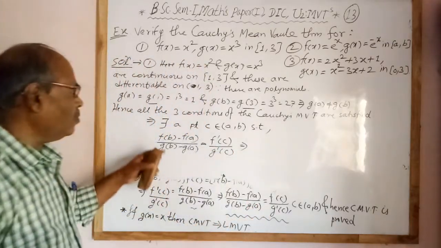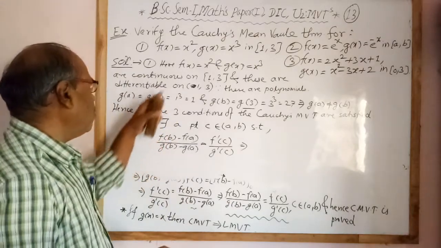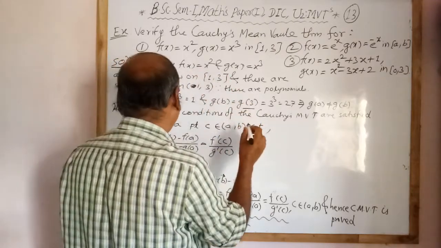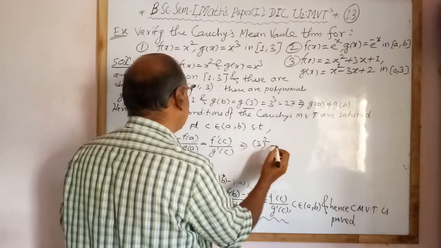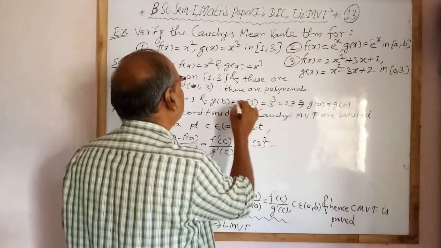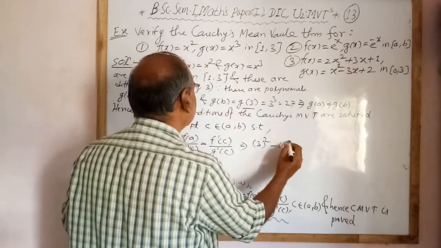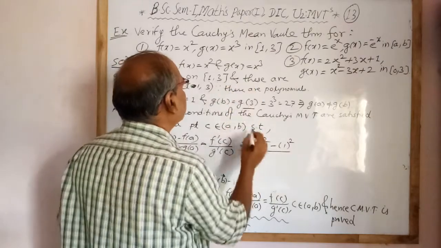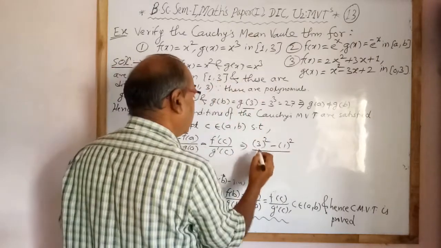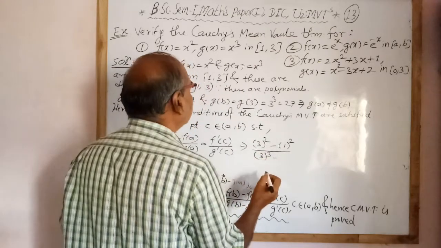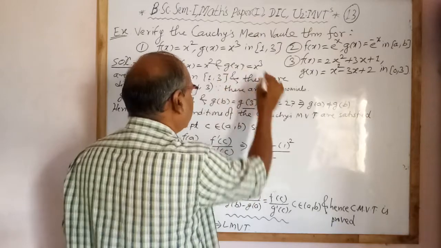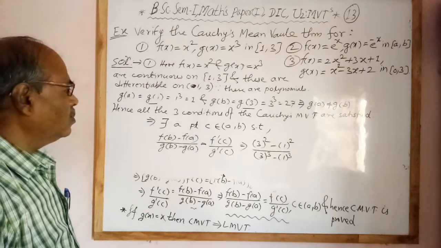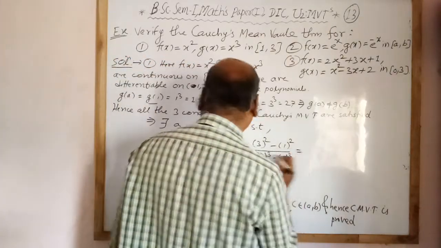We put values. f of b, b equals 3, f of 3, therefore 3 square, minus f of a, a equals 1, therefore 1 square, divided by g of b, means x equals b equals 3, therefore 3 cube, minus g of a, means x equals 1 here, 1 cube, equals f dash of c.